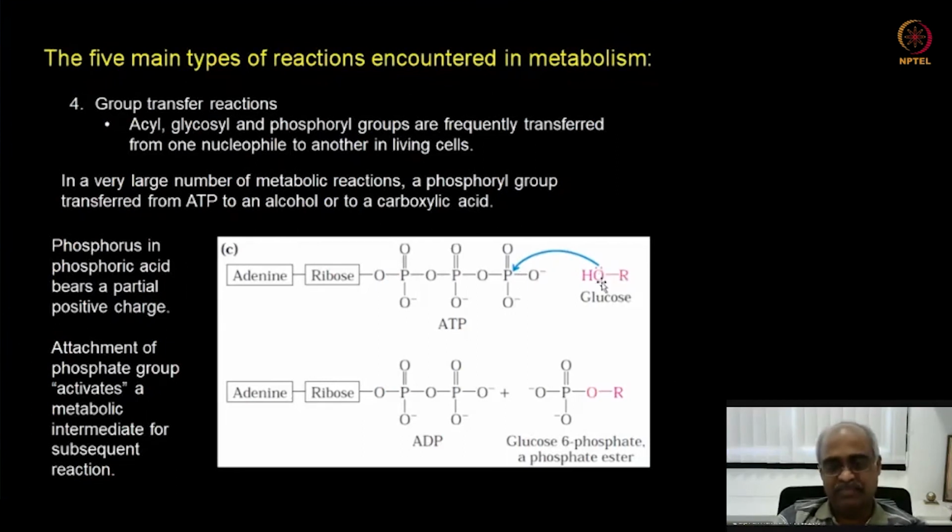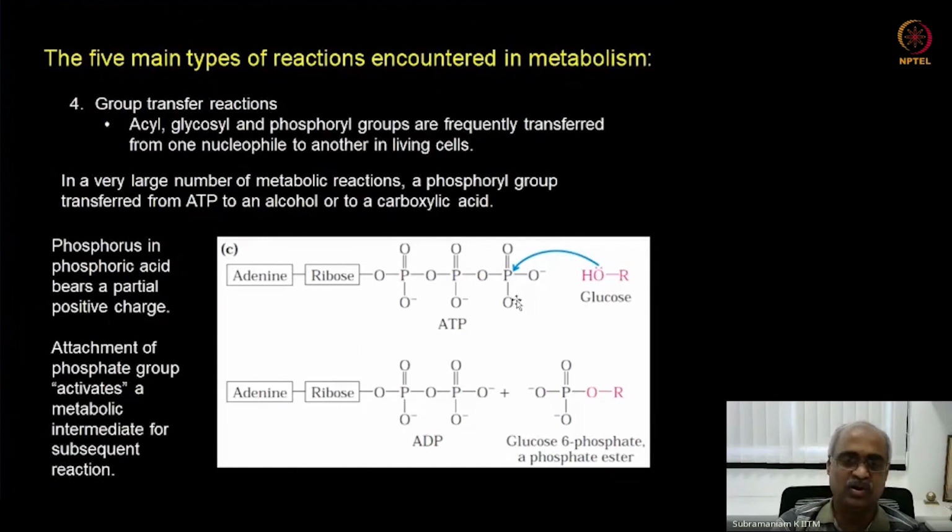A similar thing can happen with a carboxyl group as well. For example, fatty acids have a carboxyl group, and that would give a mixed anhydride. Mixed anhydride because this is an inorganic acid and that is an organic acid. Acid anhydride, but here one is mineral, another is organic, so we call it mixed anhydride. So the phosphate group transfer usually leads to an ester formation or a mixed anhydride bond formation. So what we see here is an example of the ester bond with the glucose.